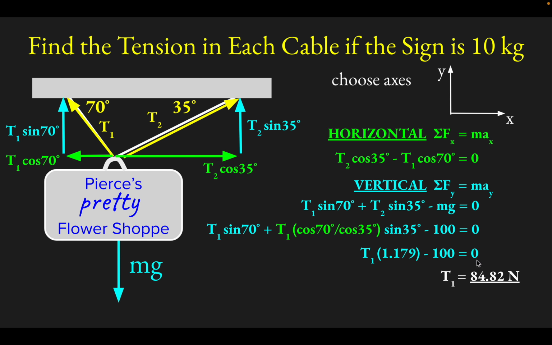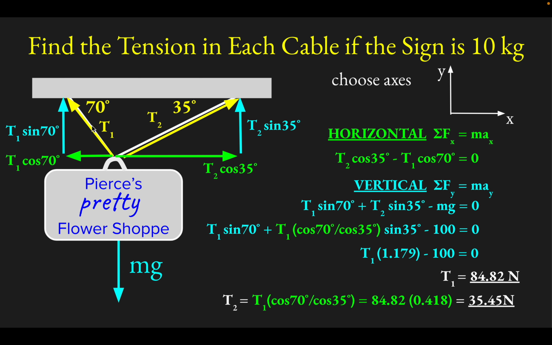Now that we know that one, we can plug into our original equation for T1 and T2 that came from the horizontal forces, and we can learn that T2 is T1 times cos 70 over cos 35, as we had before. So 84.82 would be T1, multiplied by these trig functions, which ends up being 0.418 if you use a calculator. And you learn that T2 is 35.45 newtons.